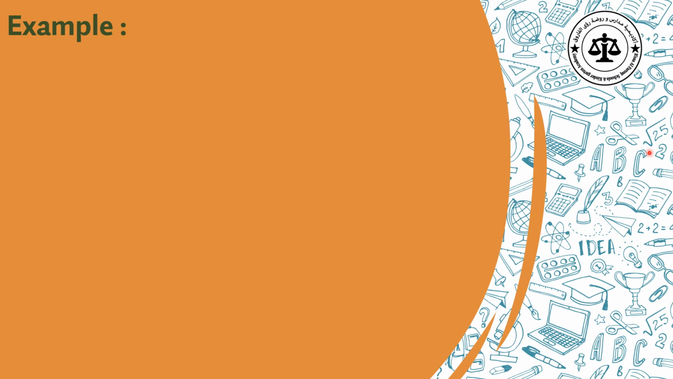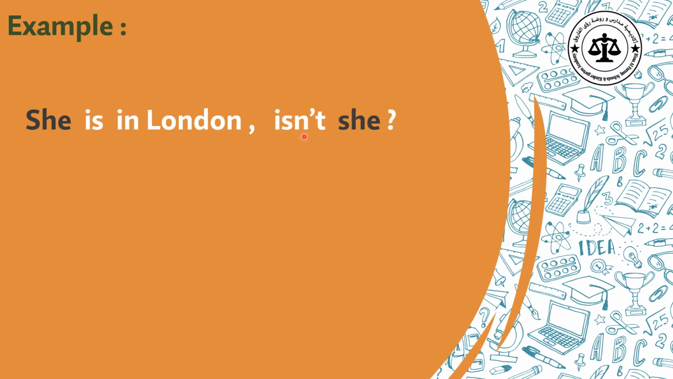Okay, let's look at the example to recognize the question tag. She is in London. It's the main statement، الجملة الرئيسية. She is in London. She is the subject and is here the verb to be. So, if we want to make a question tag from this statement, بدنا نعمل question tag منها. What should we do? We should add isn't she? Look, here she is and here isn't she. The same subject, نفس الفاعل.